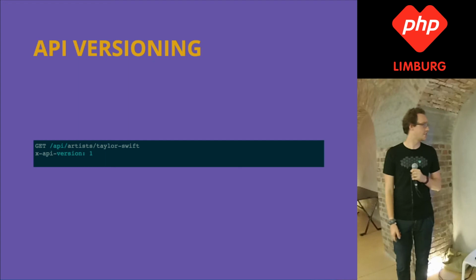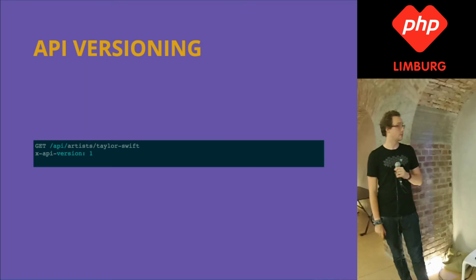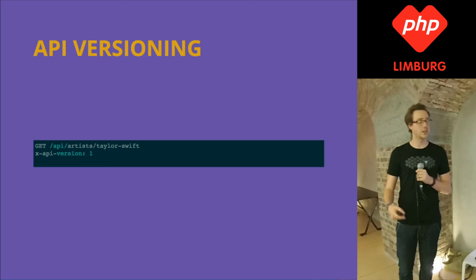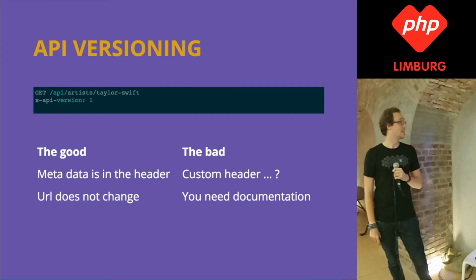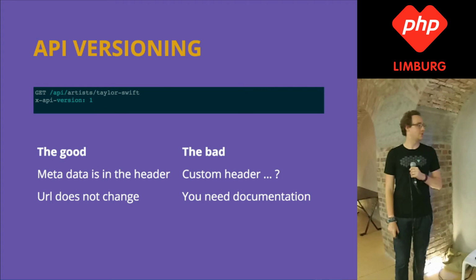This is another example of how you can solve it. Here we're going to define a custom header, the X, as we discussed earlier. Then API version, it's a custom header. And then which version we're on. Interesting to know here, if you don't send the header along, you just get the latest version indeed. This is more correct-y, but you still have to create a custom header, which is somewhat not great.